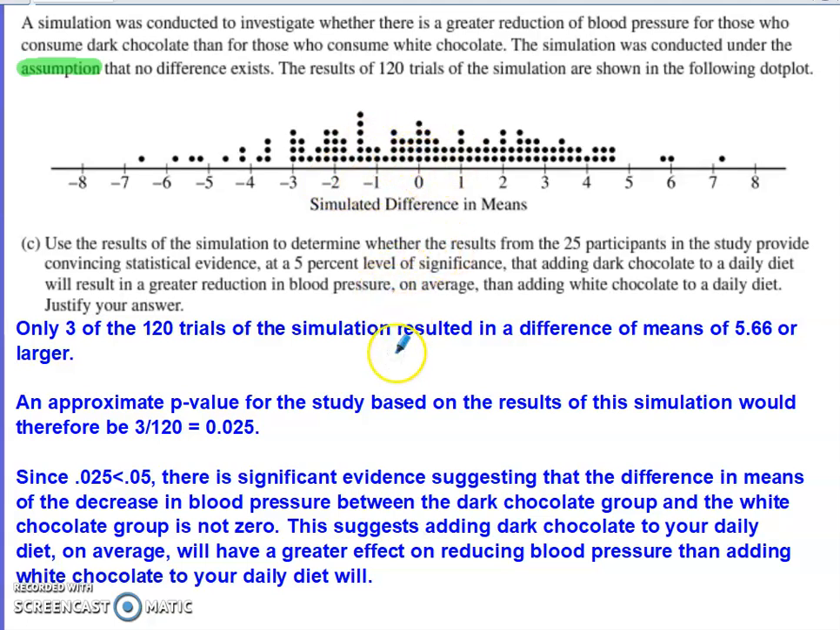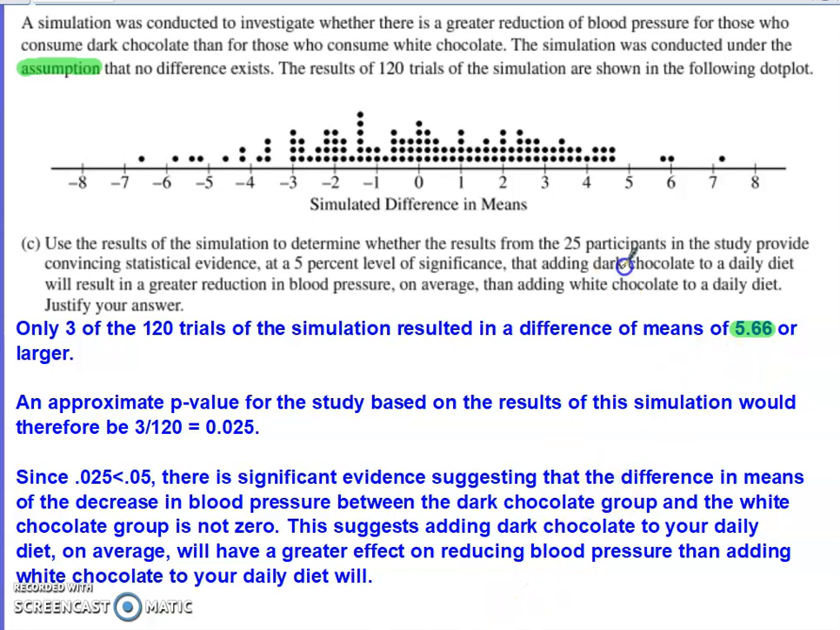Now what part C says is to use the results of the simulation to determine whether the results from the 25 participants in the study provide convincing statistical evidence at a 5% significance level that adding dark chocolate to the daily diet will reduce blood pressure greater on average than adding white chocolate to the daily diet. Justify your answer. And so what I know from back in part B is that from this study, the 25 participants in this study, the difference in means was 0.566.